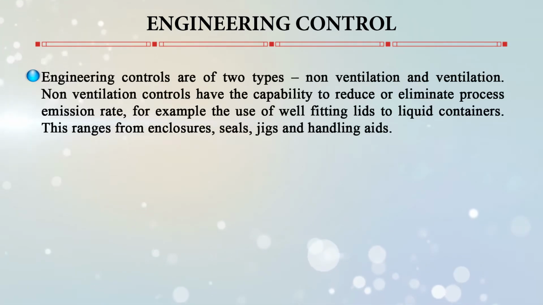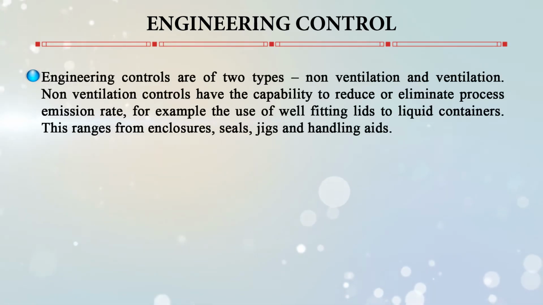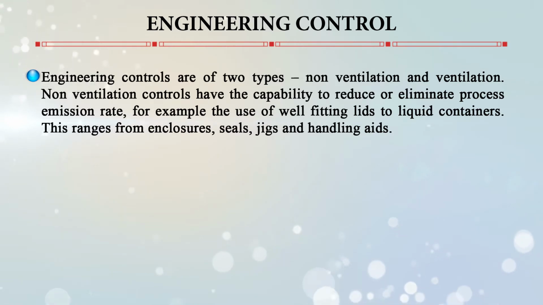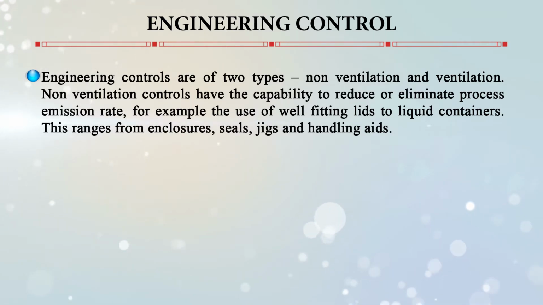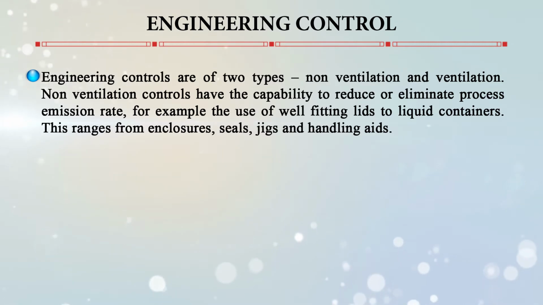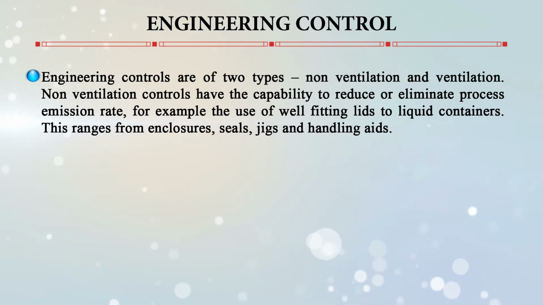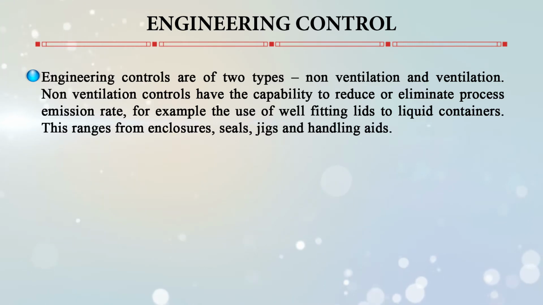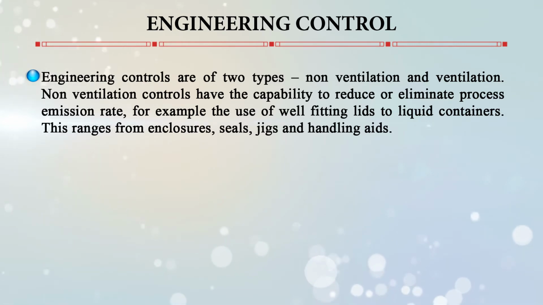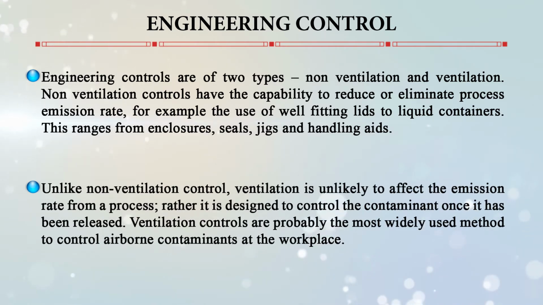Now engineering controls are of two types. You have the non-ventilation and the ventilation. Non-ventilation controls have the capacity to reduce or eliminate the process emission rate, for example, the use of well-fitting lids on liquid containers. This can range from enclosures, seals, jigs and also handling aids. Unlike non-ventilation control, ventilation is unlikely to affect the emission rate from a process. Rather, it is designed to control the contaminant once it has been released. Ventilation controls are probably the most widely used method to control airborne contaminants at the workplace.